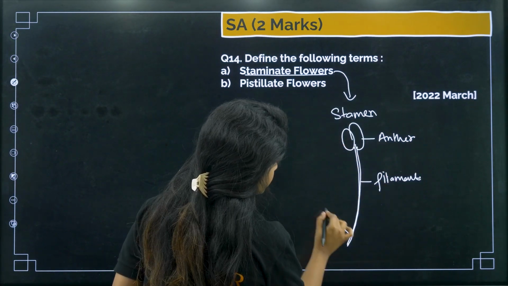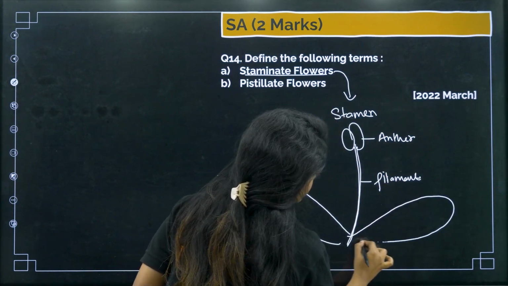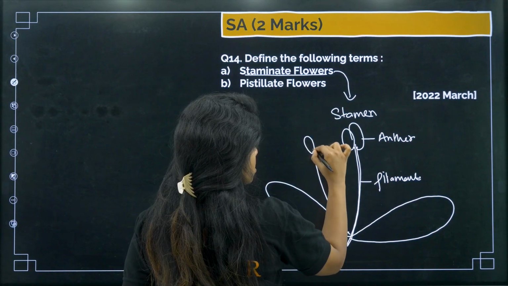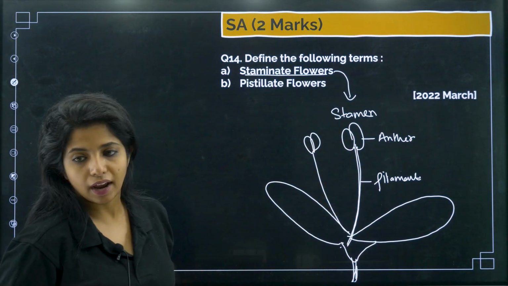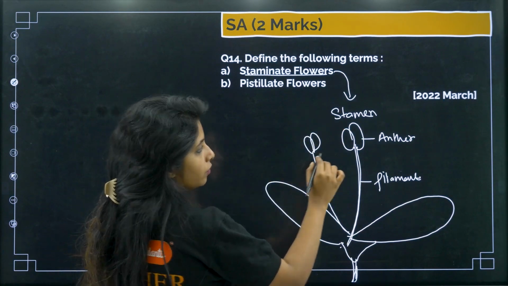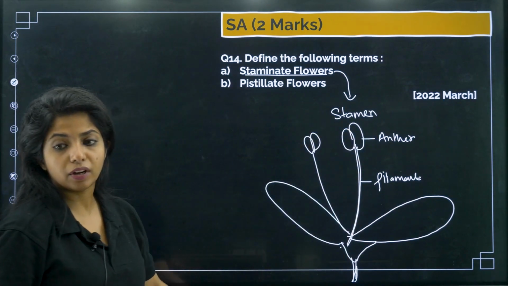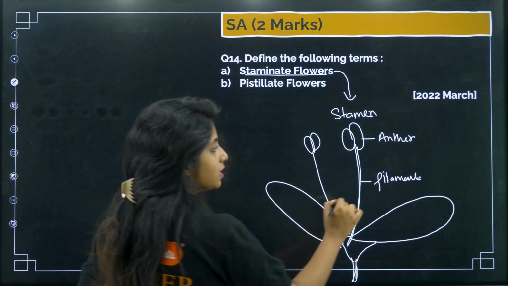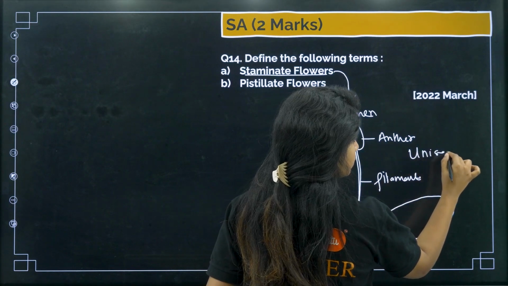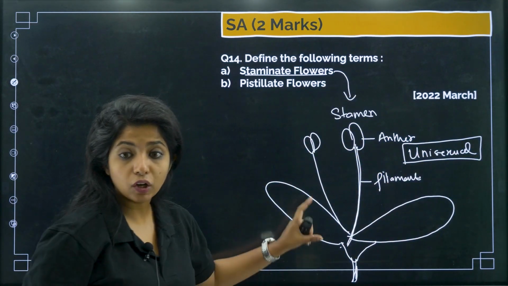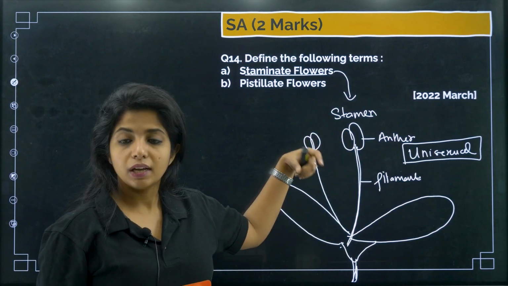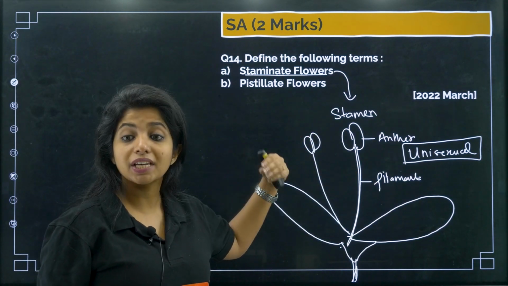If a flower has this, you call this particular flower as what? Staminate flower. You call it staminate flower because it just has the stamen. So can I say it's unisexual? There is no other sex present over here. It's just the male part of the plant. So I will call this flower as what? Unisexual flower. It is a male flower. It is a staminate flower.